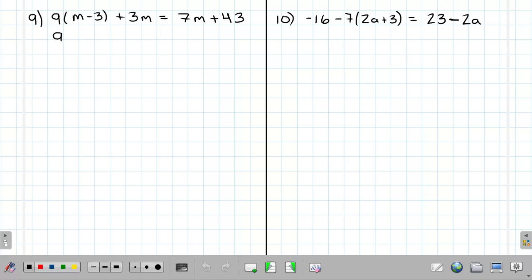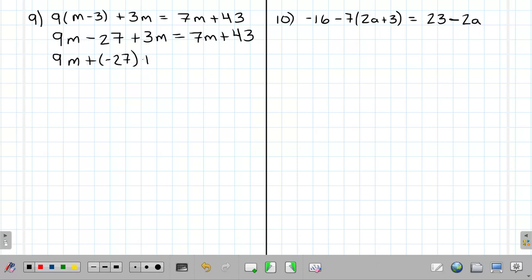So 9 times m is 9m, minus 9 times 3 is 27. So 9m minus 27. We still have plus 3m, and that's still equal to 7m plus 43. Just like in the question before, except it's on the left-hand side this time, we can combine the 9m and 3m. But where I have this subtraction, just to make it very clear what I can add together and what I can't, I'm going to write it as a sum. Now, what can I combine on this left-hand side? Well, I can combine the 9m and the 3m, so that's going to give me 12m.